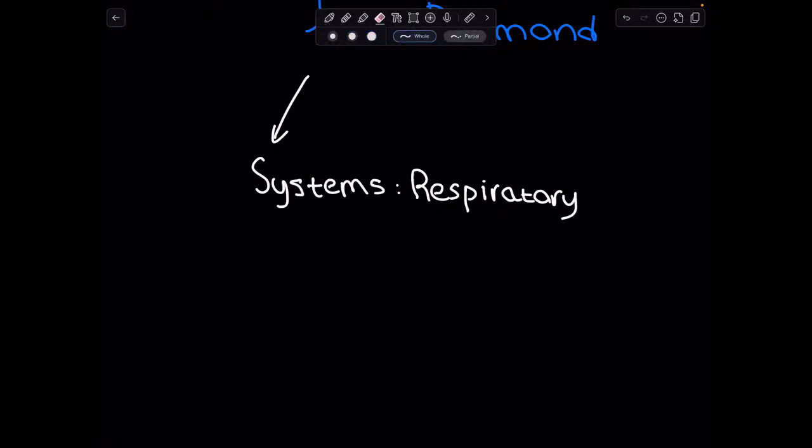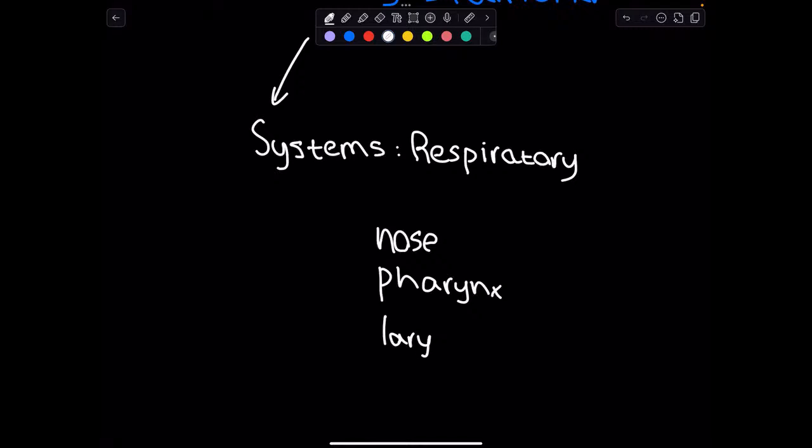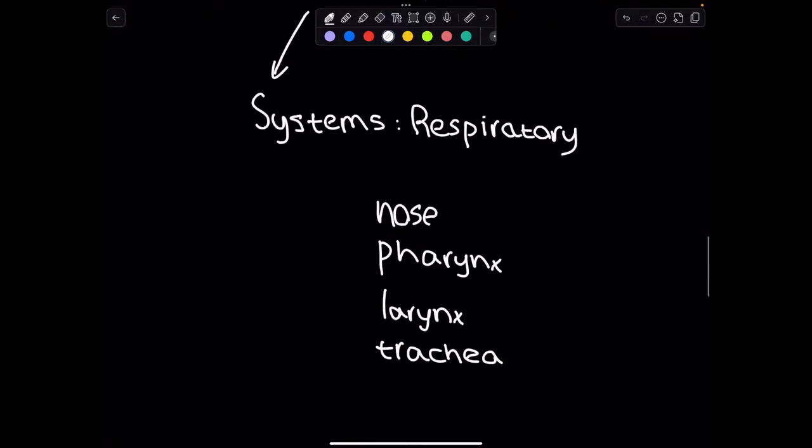Sorry guys, I had to write something. Tell me one more time, GPT. No problem. The respiratory system includes the nose, pharynx, larynx, trachea, bronchi, and lungs. So nose, pharynx, larynx, trachea, and what else? And bronchi and lungs. Bronchi and lungs. Exactly. All essential for breathing. They each play a key role.